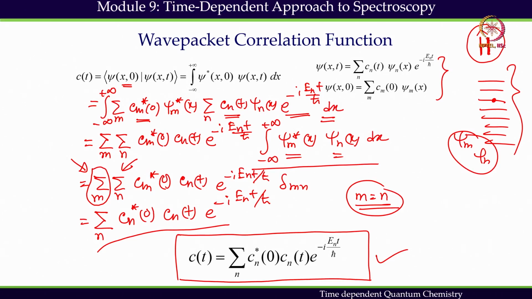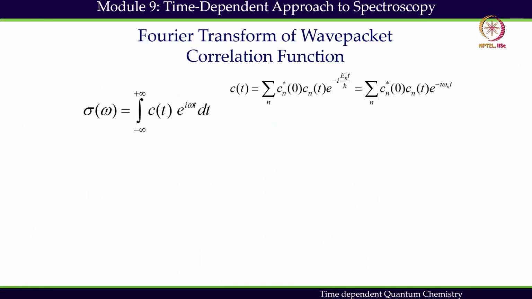Okay, so we have been able to get another form of the time correlation function, which is correlating the wave function at t equals 0 and the wave function at a later time t. Now what we will do is that we will Fourier transform the wave packet correlation function. So we have this wave packet correlation function C(t), and we will Fourier transform it.